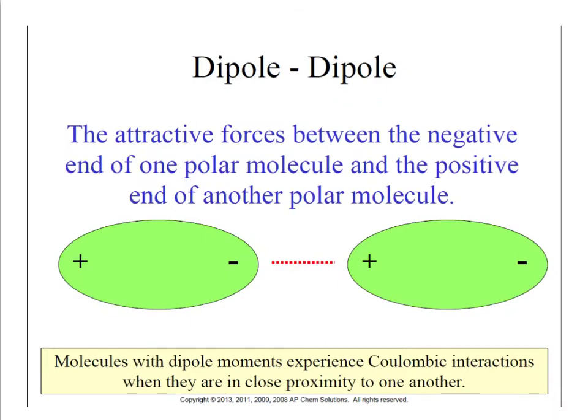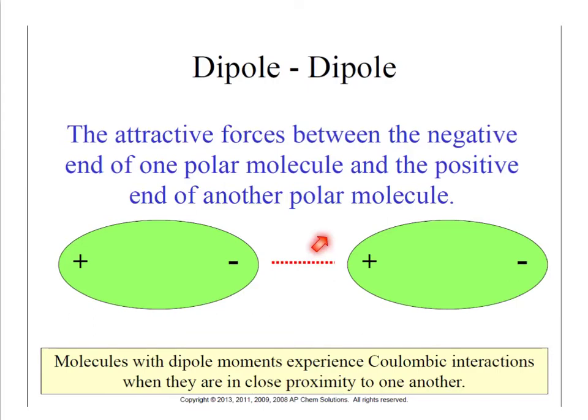All right, next in line for intermolecular forces is the dipole-dipole intermolecular force. This is the attractive force between two polar molecules. If we have two polar molecules like water and ethanol, they're going to have an attraction because they've got the positive and the negative regions that are going to attract each other.